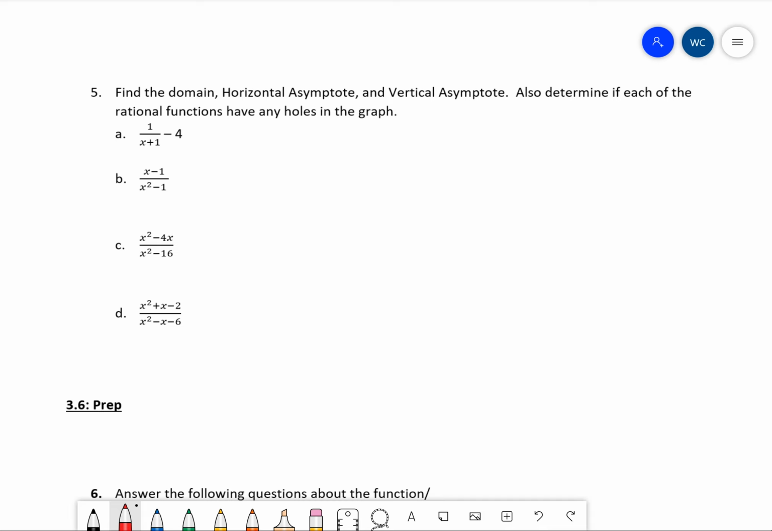Okay, so for A, I look at it, I have 1 over x plus 1 minus 4. I actually don't need to solve this problem. What I need to know is, are there any holes? Does anything cancel out? In this case, if I were to create a common denominator of x plus 1, nothing ends up canceling out, so I know I'm not going to have any holes, but I am going to have to take that denominator.